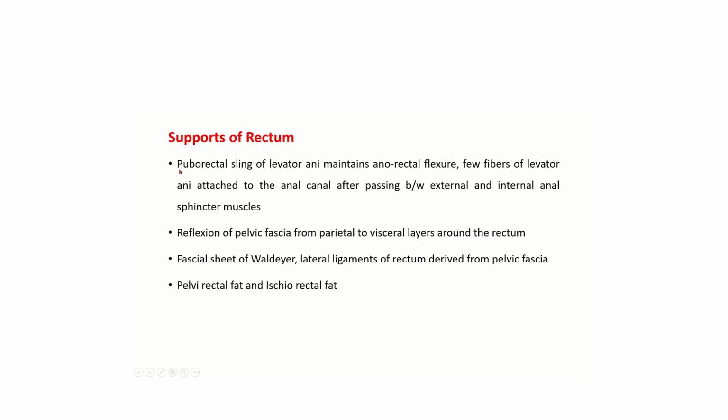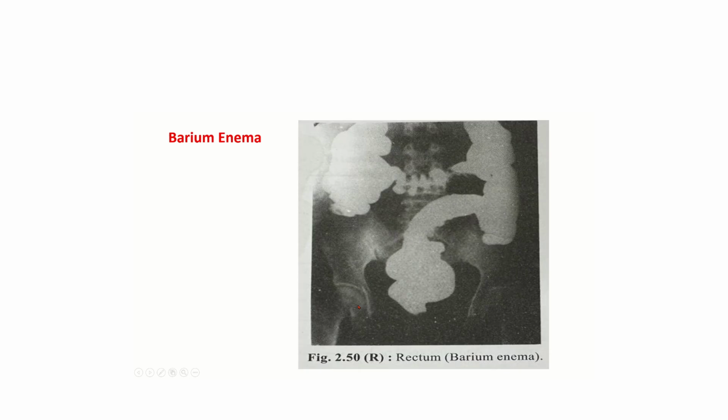So supports of the rectum, puborectal sling of levator ani maintains anorectal flexure as I have shown in the earlier diagram. A few fibers of the levator ani attach to the anal canal after passing between the external and internal anal sphincters. Reflection of pelvic fascia from parietal to visceral layers around the rectum, the fascial sheet of Waldeyer and lateral ligament of rectum derived from the pelvic fascia also act as support. Pelvirectal fat and ischiorectal fat also support the rectum.